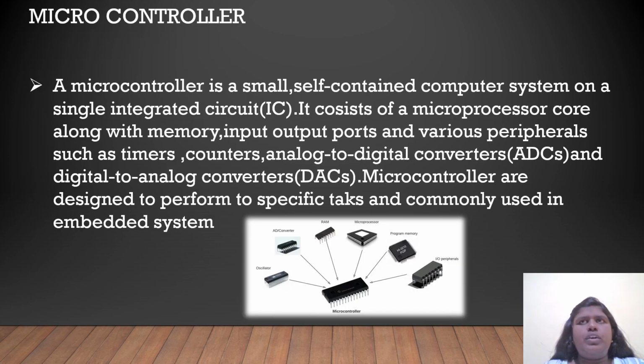Here in this video, we are going to discuss pointer aliasing in a microcontroller and embedded system. Before moving on to that, we have to know what a microcontroller is. A microcontroller is a self-contained computer system on a small single integrated circuit. It consists of a microprocessor core along with memory, input-output ports, and various peripherals such as timers, counters, analog to digital converters, digital to analog converters. Microcontrollers are designed to perform specific tasks and are commonly used in embedded systems.